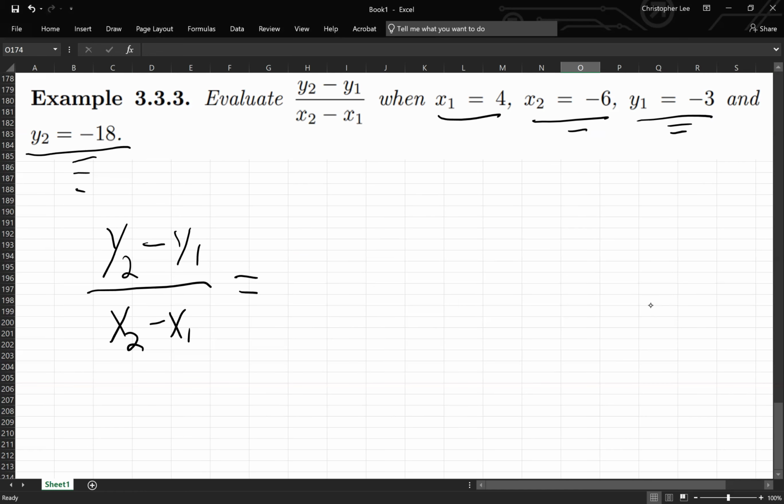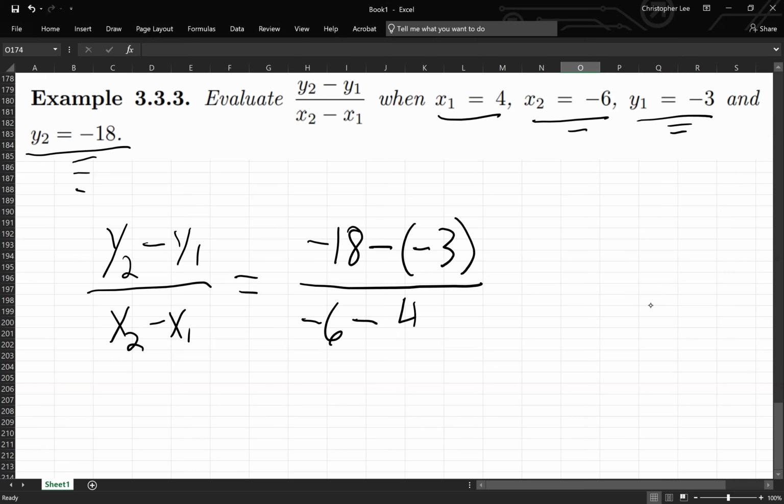Tell me what to write. I want the numbers, not the names. -18. Good, good, good. Minus. Very good. What about the bottom? Very good. Any questions on this? Everybody sees how I got that? No? Got you.